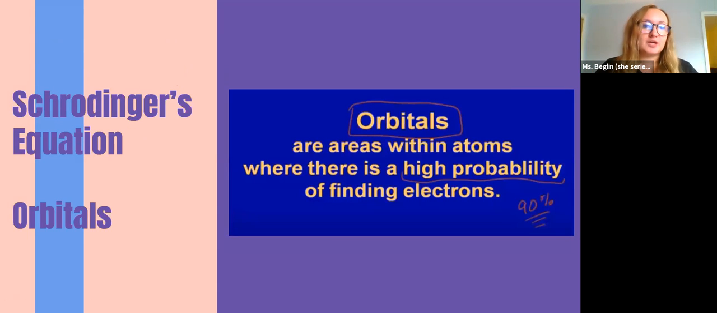So then this guy Schrodinger came along and he said, well, if we can mathematically describe the uncertainty associated with an electron's position, we can also mathematically describe the certainty associated with them. Now, the equation itself is not important, but the solutions are key. Solutions to Schrodinger's equation describe orbitals, which are areas within atoms where there is a high probability of finding electrons. So when we say high probability, within each orbital, there is a 90% probability of finding an electron.